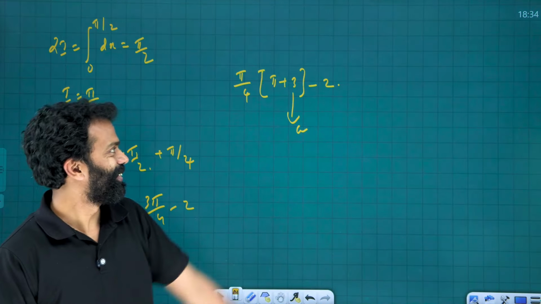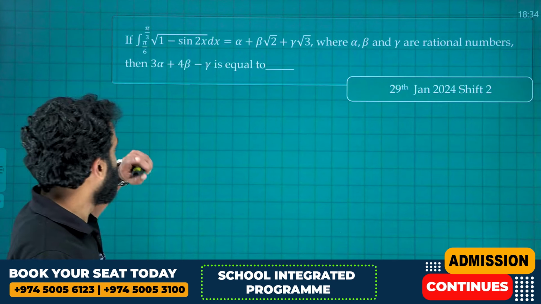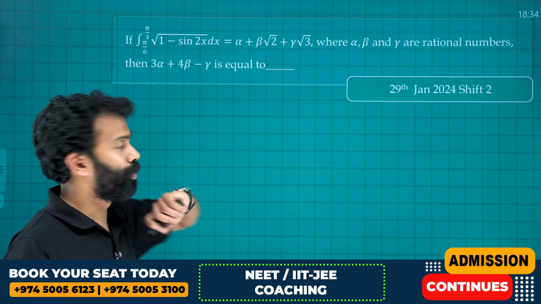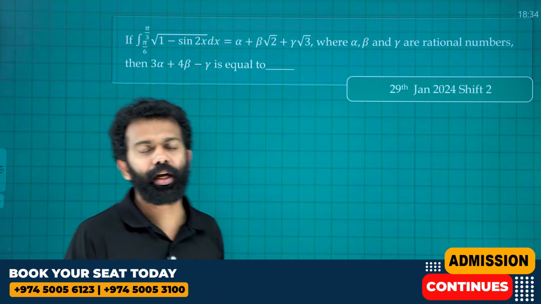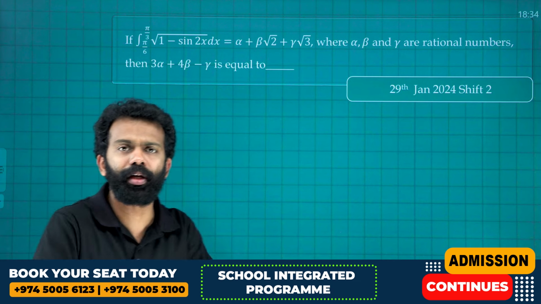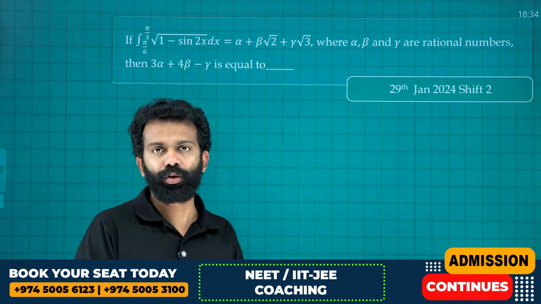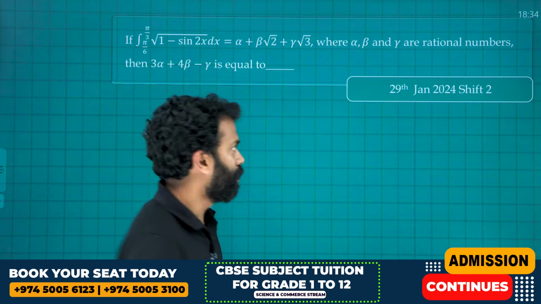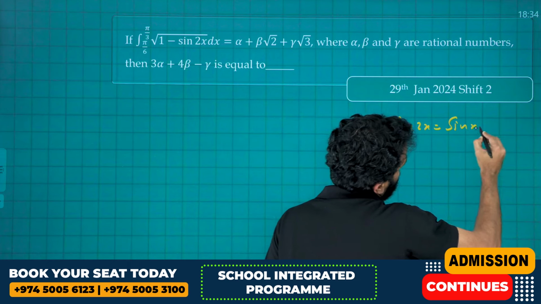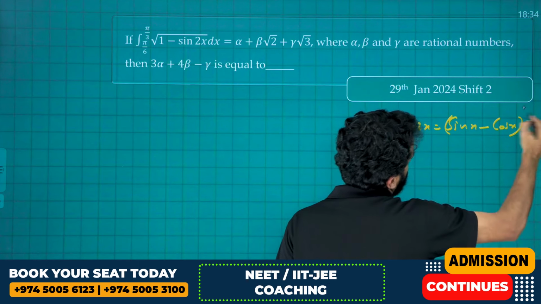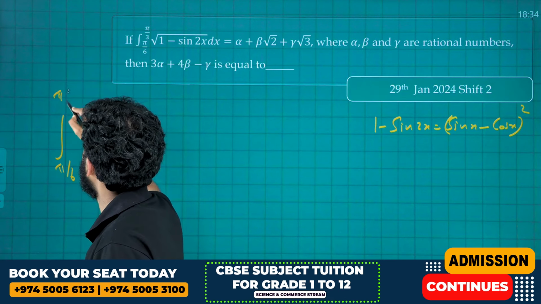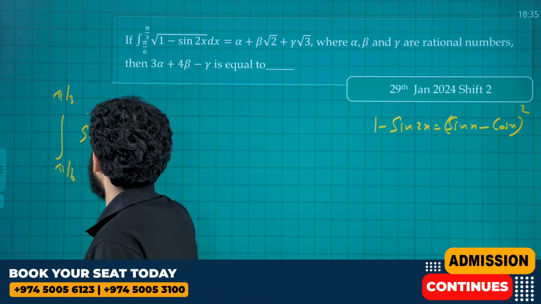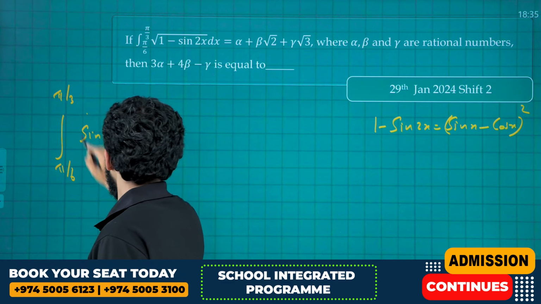Next one. Good question. Pi by 6 to pi by 3 root of 1 minus sine 2x dx. Actually, what is root of 1 minus sine 2x? What is 1 minus sine 2 theta? Sine theta minus cos theta the whole square, right? Therefore, 1 minus sine 2x will be sine x minus cos x the whole square. So its root will be pi by 6 to pi by 3 sine x minus cos x dx.